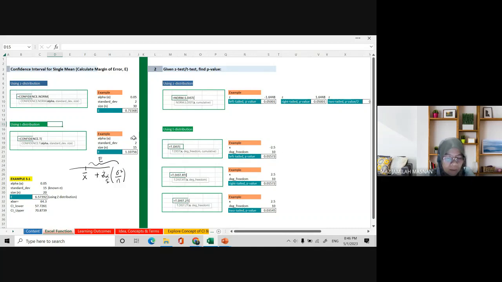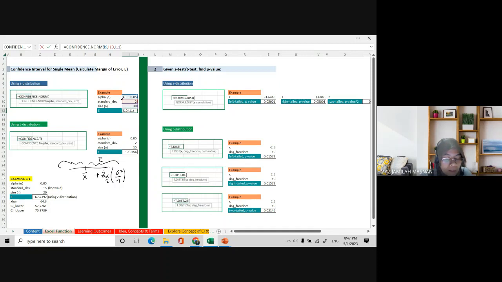Since we are talking about the left and the right, we are going to have the margin of error at the left side and the right side. So how do we calculate the margin of error? This is the margin of error, my cursor here is showing it. How do we calculate that? Using this particular formula, we are going to use CONFIDENCE.NORM, and what should be included in your bracket are all the information given in your question.